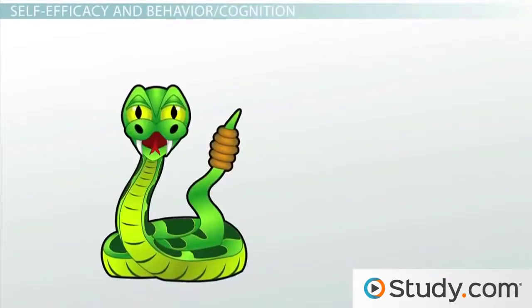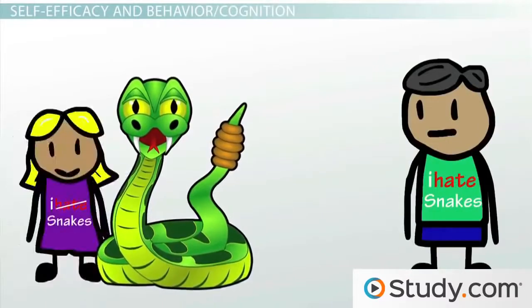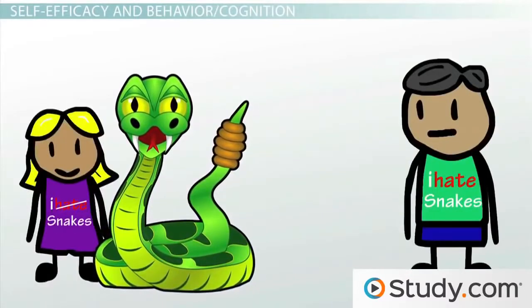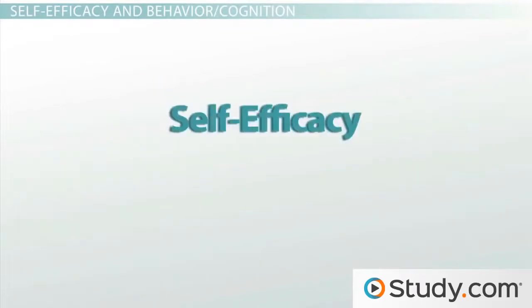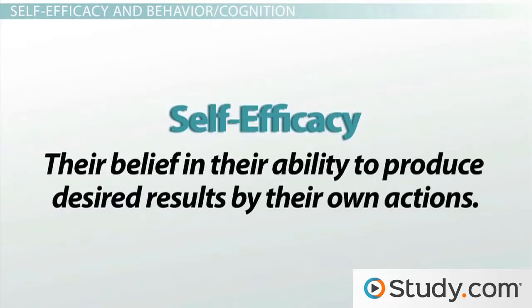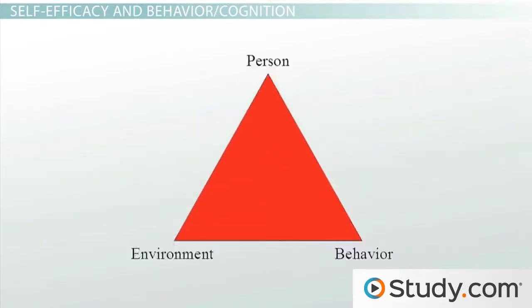Despite how many times a person observes a behavior, they will only engage in the behavior if they believe they can be successful. This is termed a person's self-efficacy, or their belief in their ability to produce desired results by their own actions. As you recall, self-efficacy was a contributor in the triadic reciprocity model discussed earlier. There are 4 ways of developing a strong sense of efficacy.